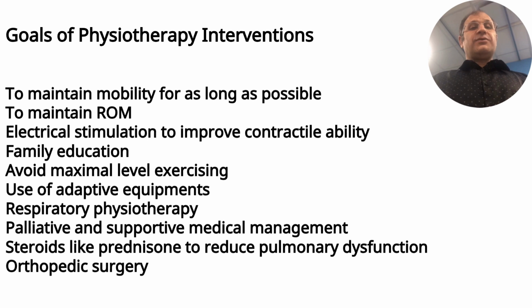9. Steroids like prednisone are used to increase life expectancy by reducing pulmonary dysfunction. Antibiotics are prescribed for pulmonary infections. 10. Orthopedic surgery may be performed for scoliosis or muscle lengthening of the gastrocnemius.